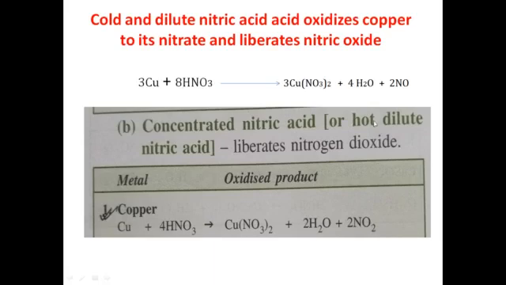And you may be confused here with hot dilute nitric acid. Hot means when you start heating dilute nitric acid, the water present in it will become less, as it converts into water vapor. If the volume of water decreases, the concentration of nitric acid will increase. As a result, concentrated nitric acid is equal to hot dilute nitric acid. So with hot dilute nitric acid or concentrated nitric acid, copper gives nitrogen dioxide. With dilute and cold nitric acid it gives nitric oxide.